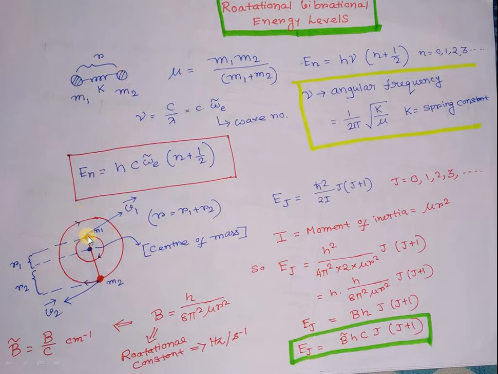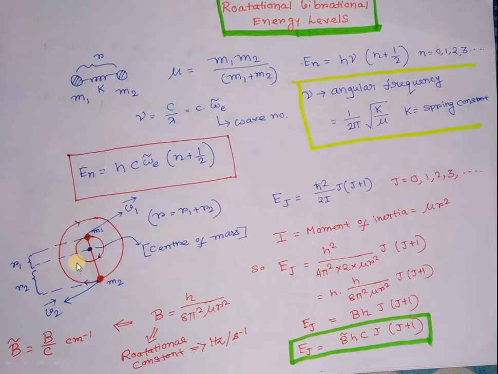Now suppose the same system is there, and the atoms are not vibrating, instead they are rotating around some common point, and this common point is called the center of mass. The position of the center of mass, as I have described, depends upon the masses of these two atoms. So if mass m1 is greater than m2, the center of mass will be more inclined towards this atom. Suppose the distance between the center of mass and the first atom is r1, and the distance between the center of mass and the second atom is r2. So r1 plus r2 is basically the distance between the two atoms. R is equal to r1 plus r2.